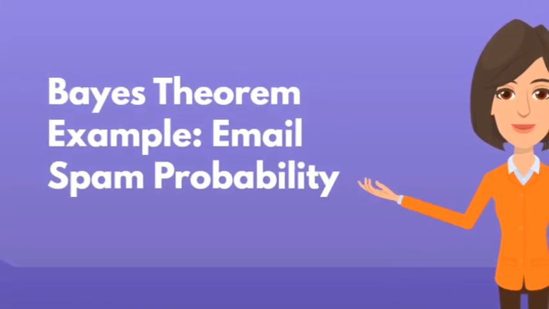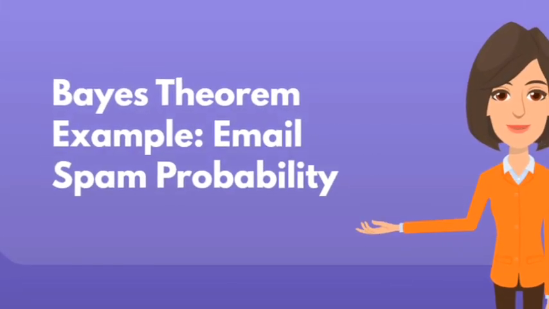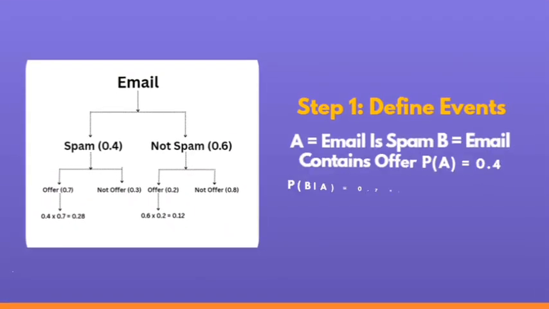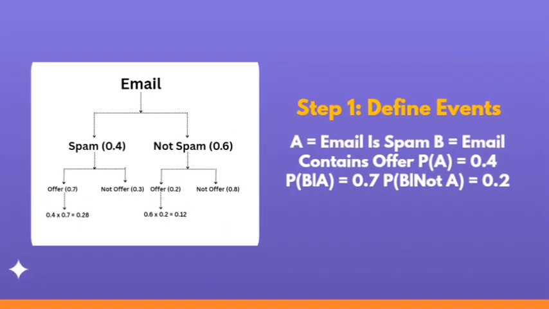Bayes theorem example about email spam probability. Step 1. Define the events. A equals email is spam. B equals email contains offer. P of A is 0.4. P of B given A is 0.7. P of B given not A is 0.2.